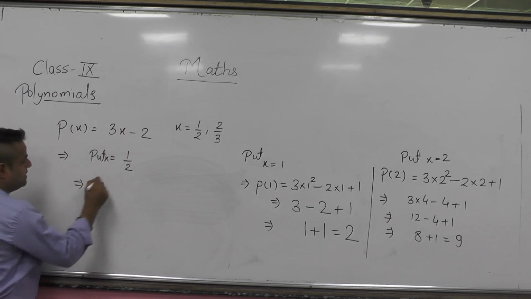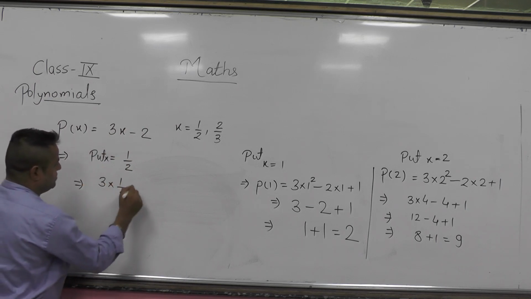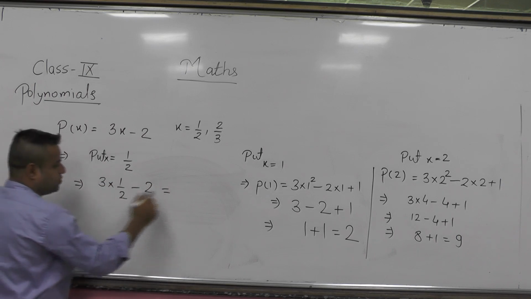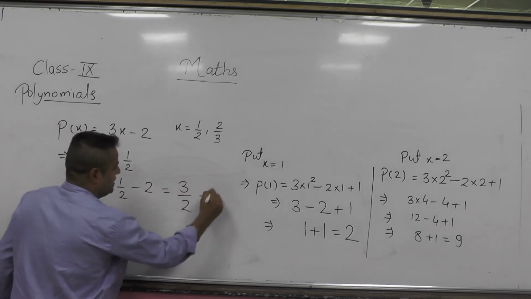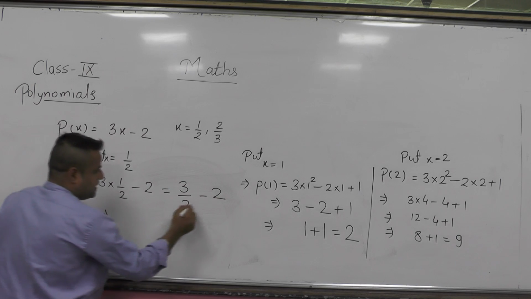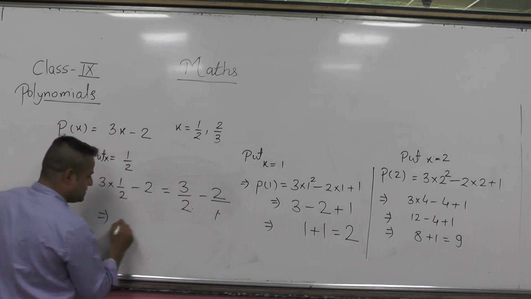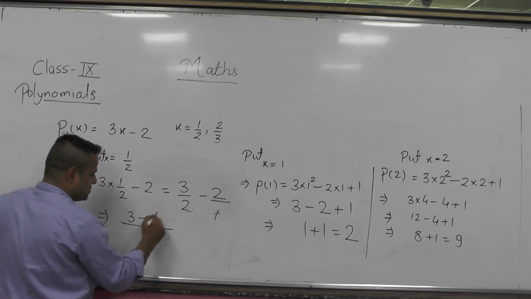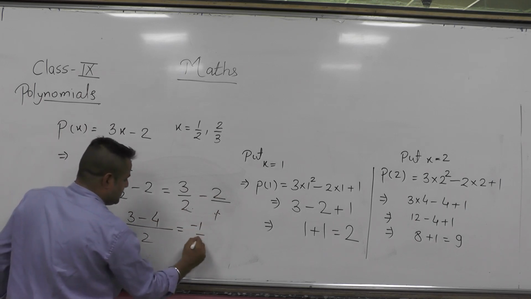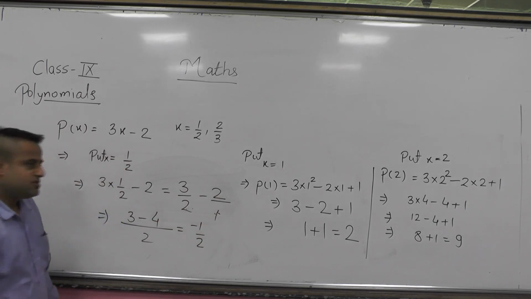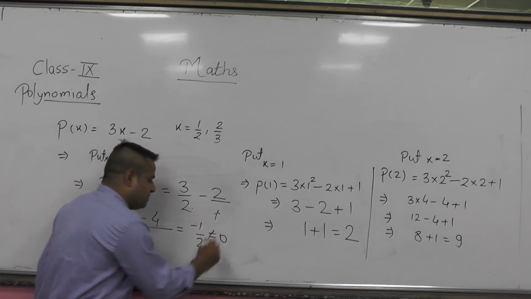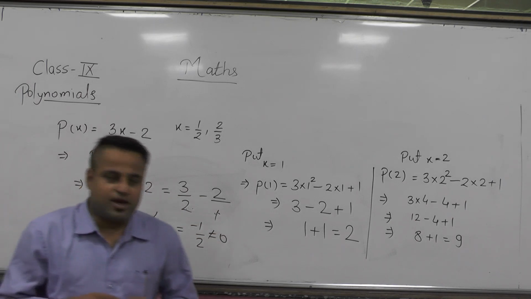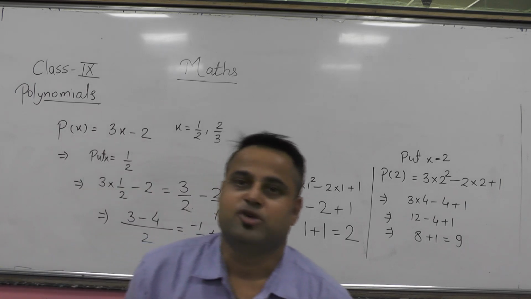So, we are putting x equal to 1 by 2. Putting x here, this will become 3 into 1 by 2 minus 2. 3 into 1 by 2 will be 3 by 2 minus 2. We can take the LCM here: 2 ones are 2, this becomes 3 ones are 3 minus 2 twos are 4. This will result in minus 1 by 2, which is not equal to 0. That means our first value, 1 by 2, is not the 0 of the polynomial.